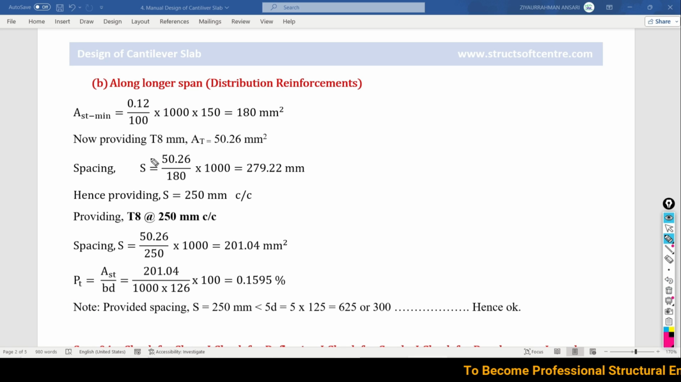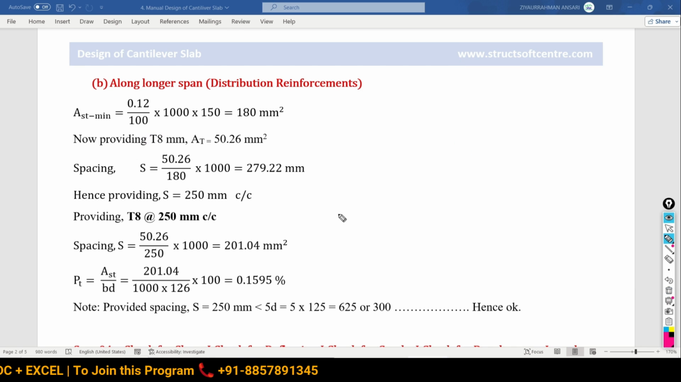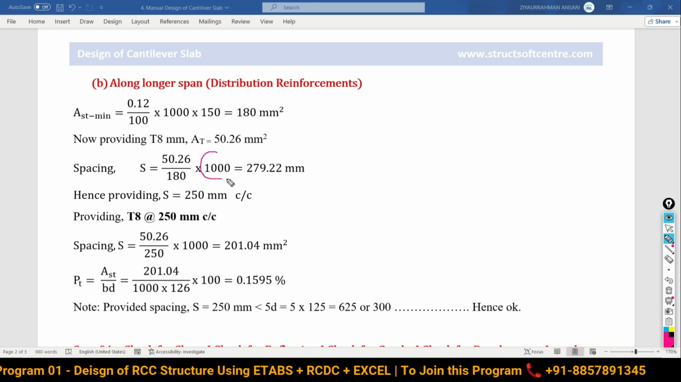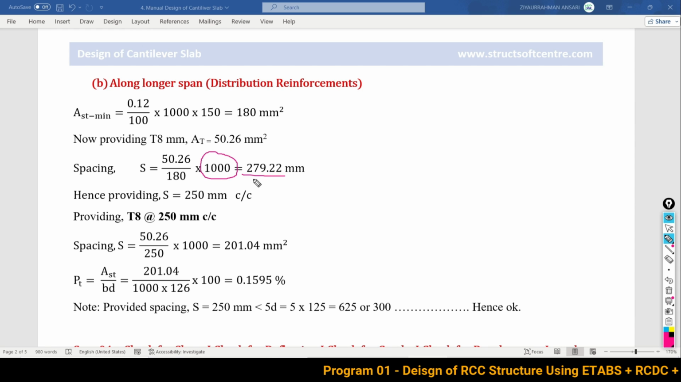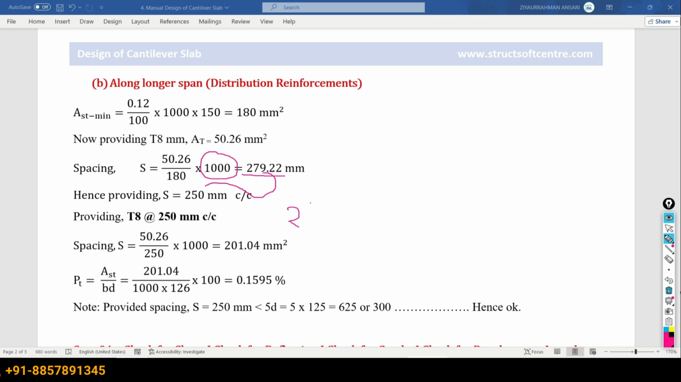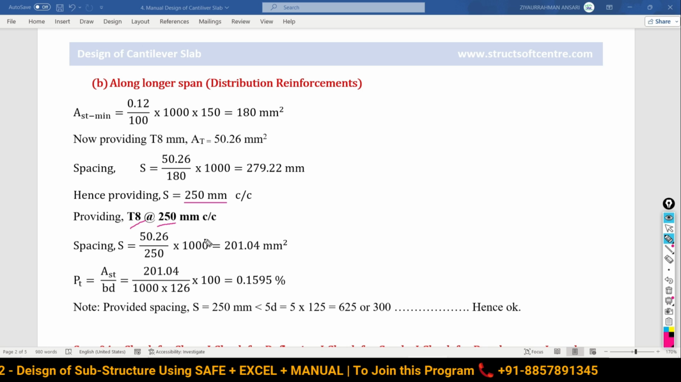Now again unit area 50.26. Suppose you are going to provide 8 mm diameter bar, so for the shorter span as well as the longer span we are going to provide the same reinforcement diameter. So unit area divided by total area multiplied by the considered width, that is 1 meter. So maximum spacing required is 279.22. So we have to reduce this spacing to a lower value. We are going to round down this value to a multiple of 25, so the lower value will become 250 mm center to center. So 8 mm diameter bar at a spacing of 250 mm center to center.